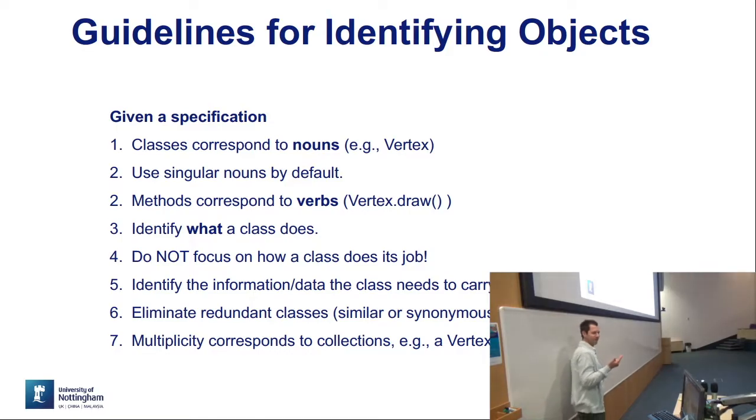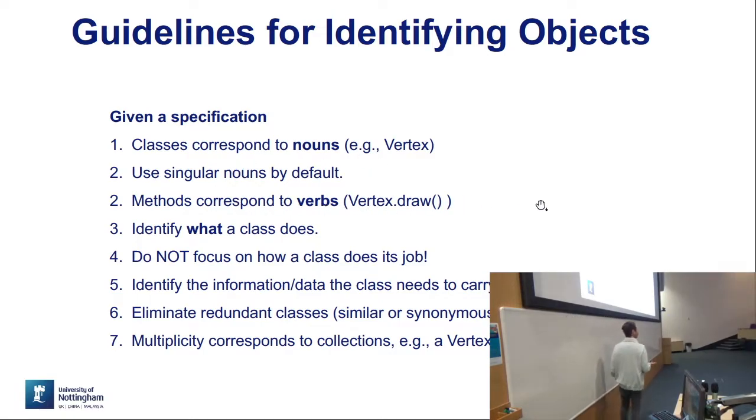Okay, yeah. Anyways, classes correspond to nouns. I put an example here called vertex. I'm using examples from a drawing editor program, a program that lets you draw figures and illustrations, like Adobe Illustrator, for example. Use singular nouns by default. If you're going to use a noun as an object, it's singular. Notice vertex is singular. Apple is singular.